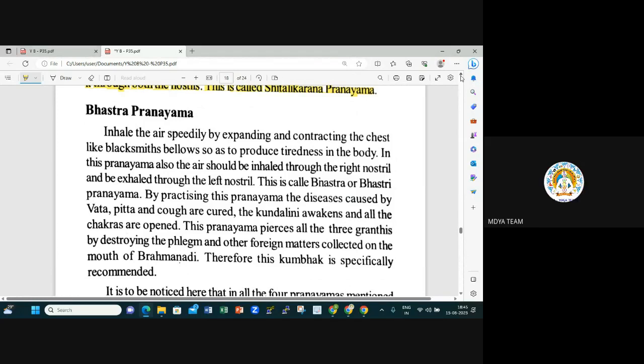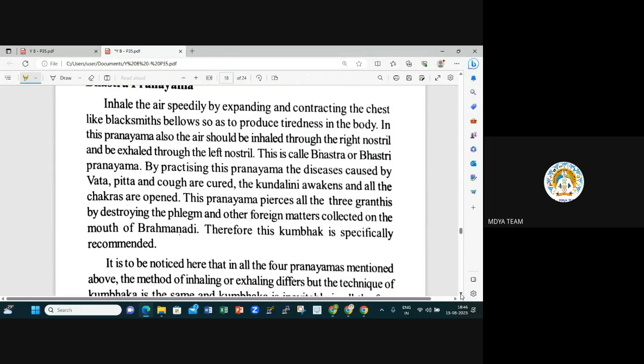Bhastrika, ma'am. Yes. So inhale the air speedily by expanding and contracting the chest like blacksmith bellows, so as to produce tiredness in the body. Okay, it is just talking about the Bhastrika that you have to do forcefully, but here they are telling that inhale the air expanding and contracting the chest. In this pranayam also the air should be inhaled through the right nostril and be exhaled through the left nostril. Okay, inhale through the right nostril and exhale through the left nostril.